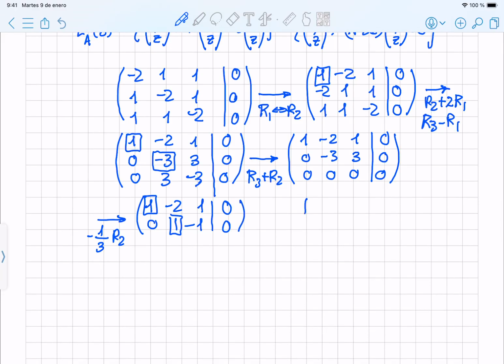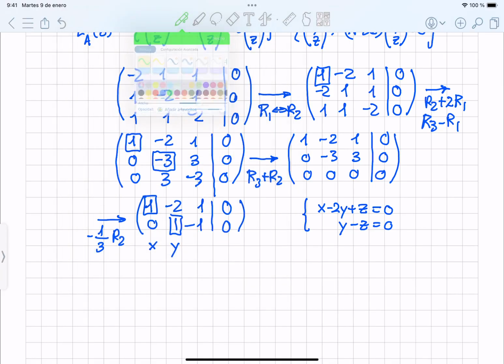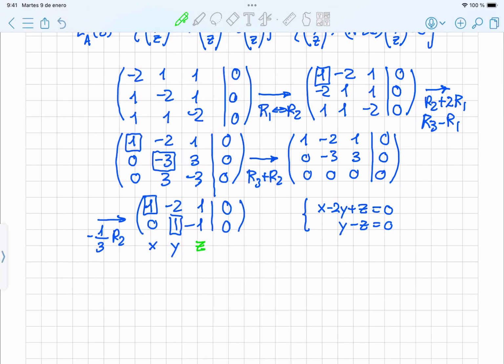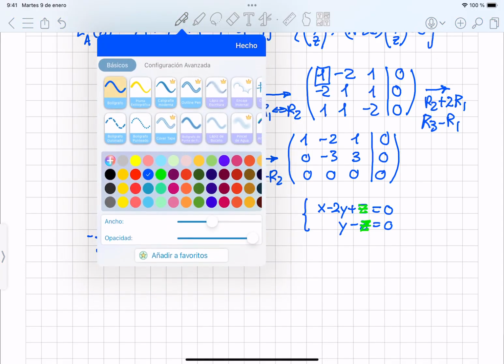This is the row echelon form. From this row echelon form, you obtain the equations x minus 2y plus theta equals 0, and y minus theta equals 0. In this case, x and y are pivot variables, and the only free variable is theta, the third one, which is the only column that has no pivot. So if we try to solve this, this is going to be the only free variable, and then we can solve the others. From here, it is very easy.